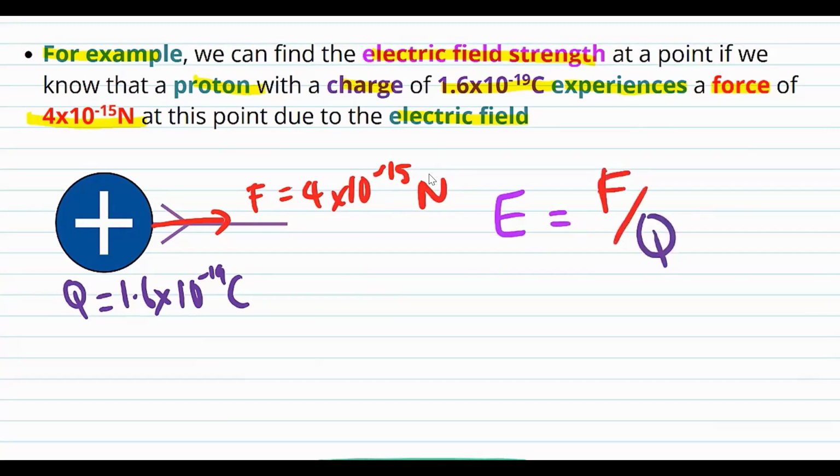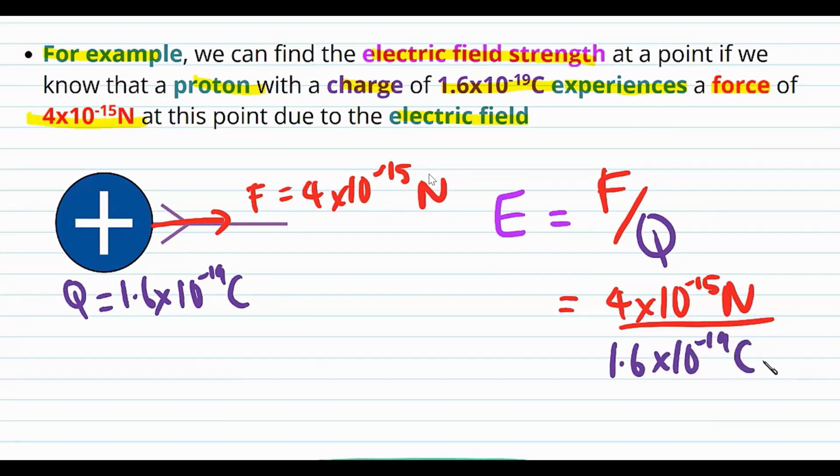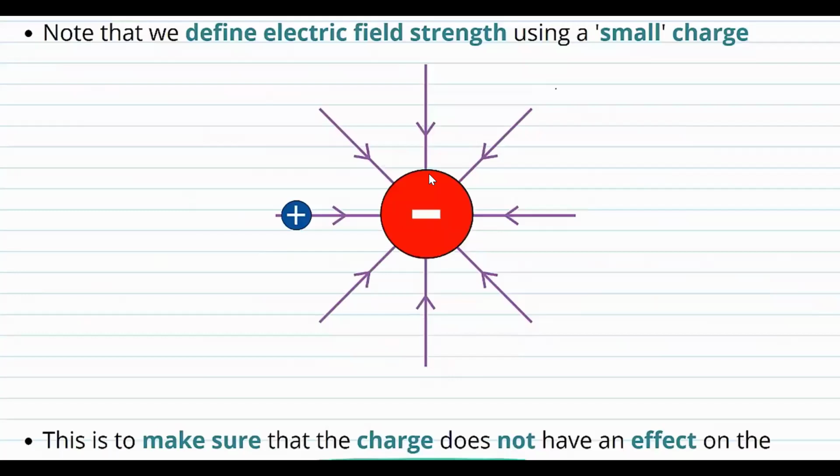And therefore we can substitute in the values we were given. So the force is 4 times 10 to the minus 15 newtons, and the charge is 1.6 times 10 to the minus 19 coulombs. And therefore the electric field strength is equal to 25,000 newtons per coulomb.